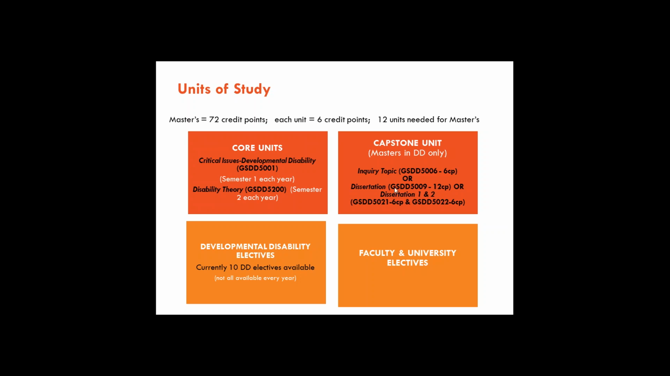including a 12 credit point dissertation format, which is intended primarily to prepare people for postgraduate research in the developmental disability field. And I'll introduce you to a former student who's currently doing a PhD as we go along. In addition to the core units of the capstone, there are 10 developmental disability electives, which you'll see the specifics of on the next screen. And I've already mentioned faculty and university electives, of which you can do a small number if you wish to move beyond just the developmental disability field.